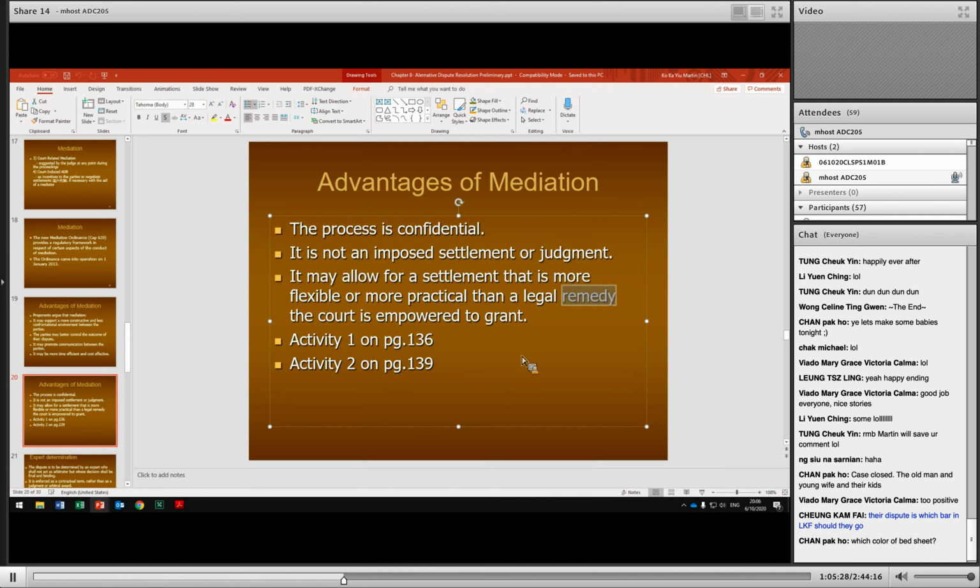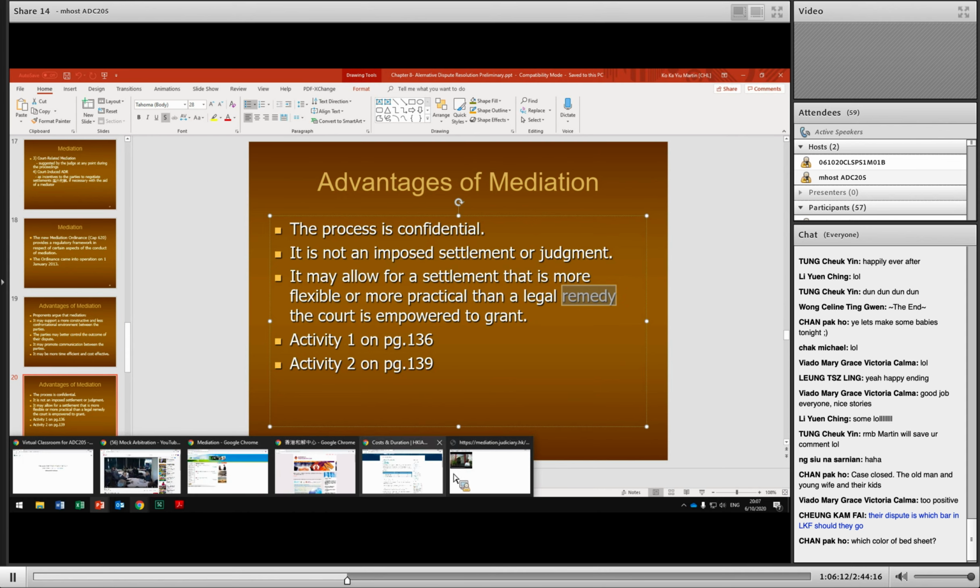Remedy means the award of the court, so it means what the court can award to the party in the litigation. Usually it is money compensation, also called damages, and also injunction, specific performance, rescission. But for mediation there may be different ways for settlement. You can ask for an apology, you can ask for so many things. So the settlement may be in different formats, so there will be more flexibility. Now please go to page 136 of the manual and do activity 1.